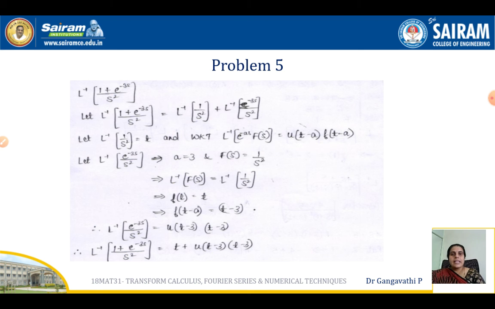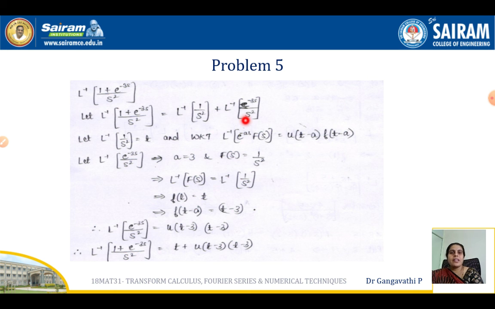So let us see another example. L inverse of (1 plus e to the power of minus 3s) by s square. Since the denominator is having only one term and the numerator is an addition of terms, you can segregate it by using the linear property itself. So this is 1 by s square. Straight away we can write L inverse of which, and when I look at the second term, it is something related to the unit step function.